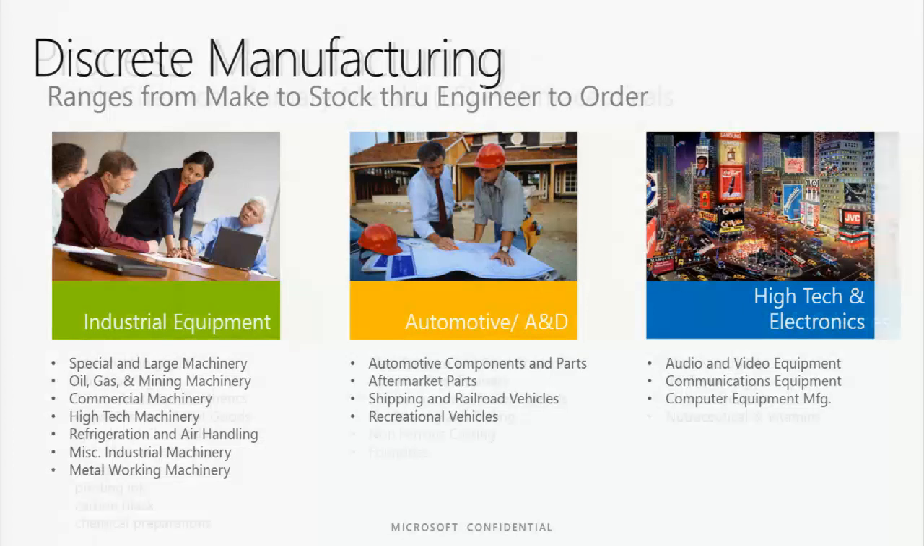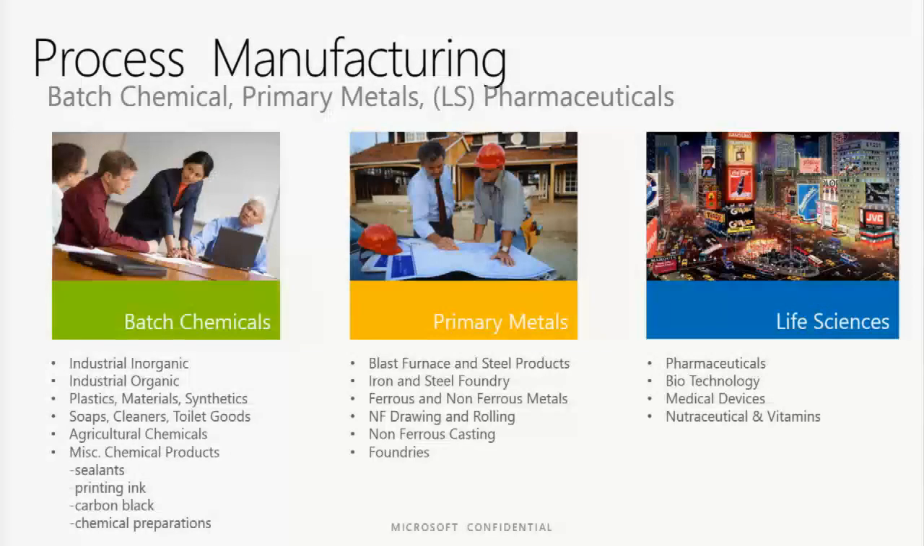On the process manufacturing side, batch chemicals. If you know the chemical industry, you know you're going to run into batch, high volume, repetitive, schedule, release based, and continuous flow. We're really trying to focus on batch chemicals, which is about 60% of the market, and we're very, very strong there.